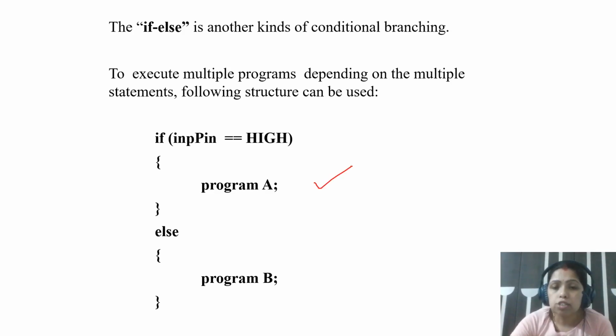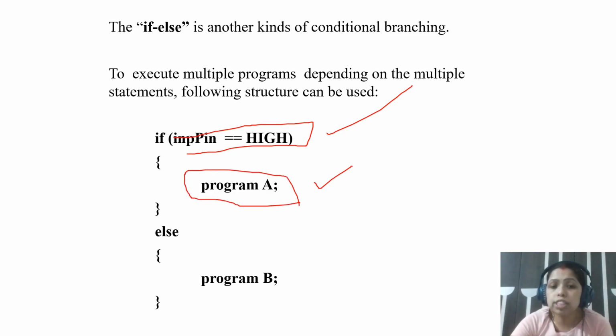here you have seen, if my pin is high, you can see that some condition is there. So this is the condition. If this condition is true, then one set of instructions will be executed. If this condition is false, then the other set of instructions will be executed. Then the if else statement is required.